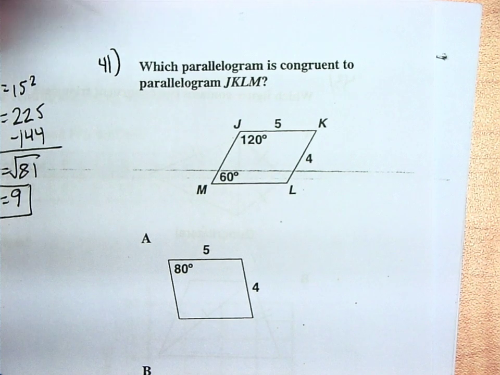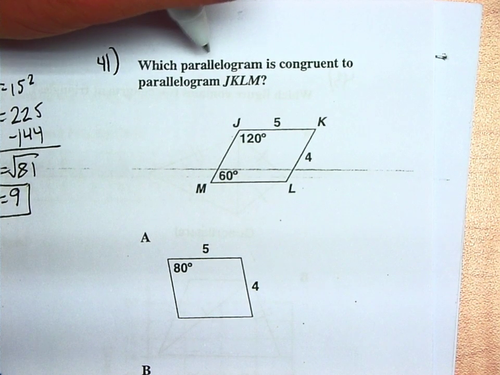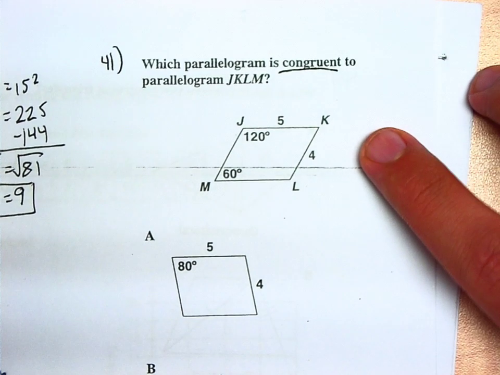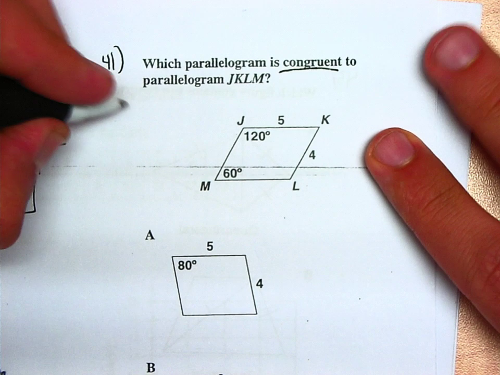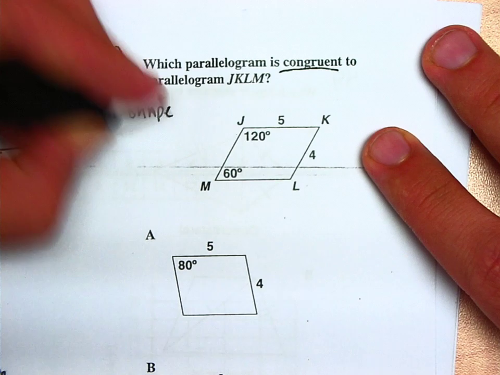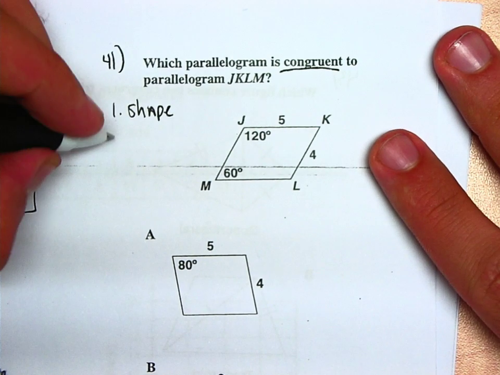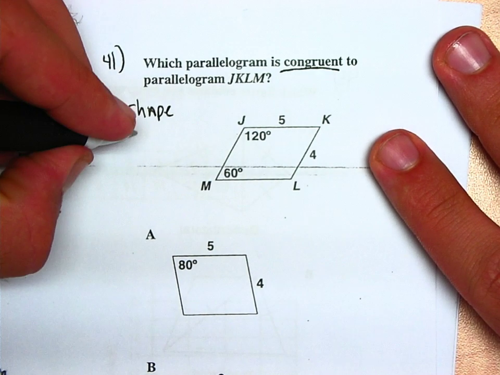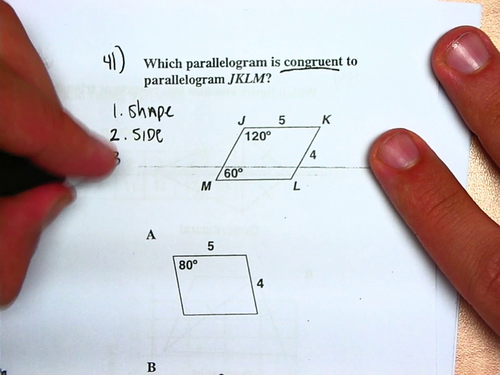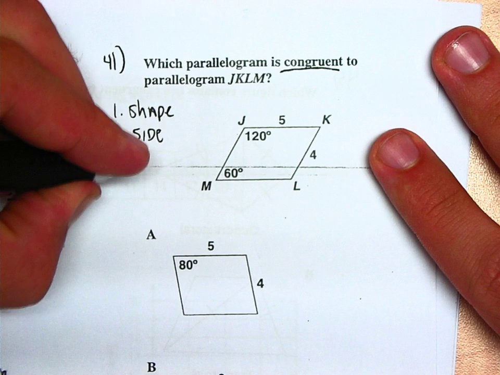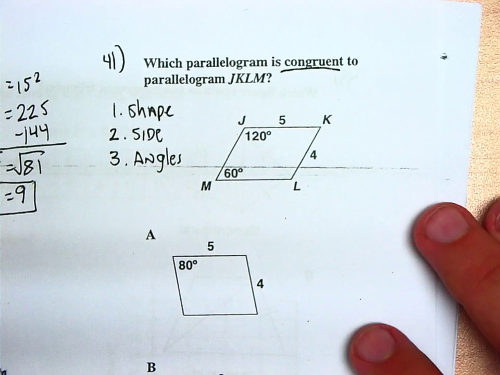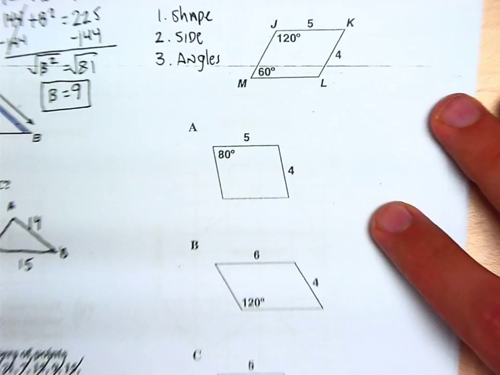Starting with question 41, which parallelogram is congruent to parallelogram JKLM? If I refresh my memory about congruent, I know that they need to be the same shape, they need to have the same side lengths, and they need to have the same angles. So if I'm looking at my options, first I'll check shape.